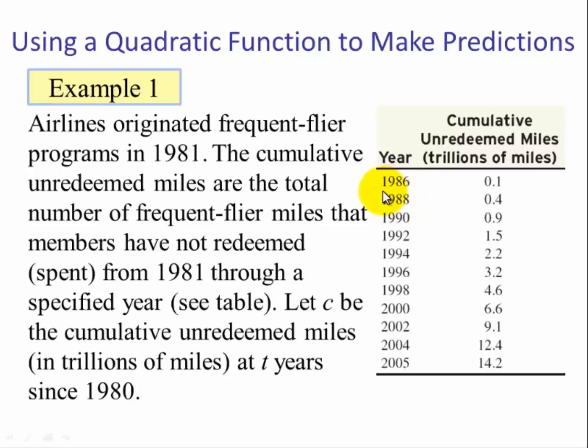So this data starts at 1986. So in this case T is 6, T is 8 here, and so on and so forth. This will be our independent variable. Our dependent variable is the unredeemed miles in trillions.